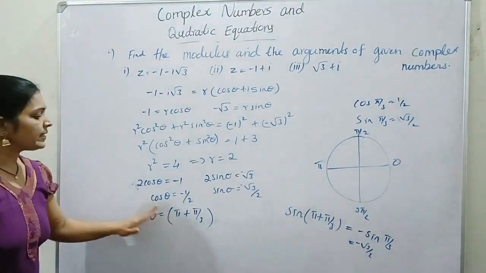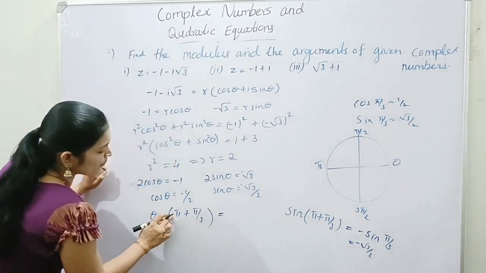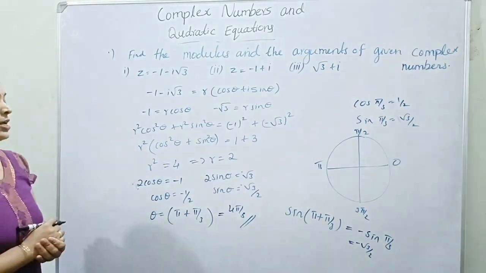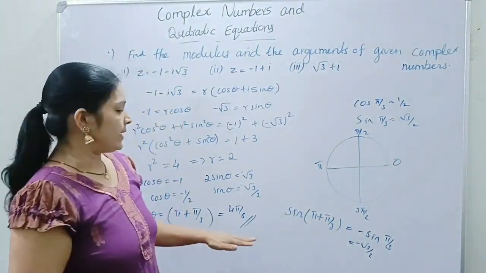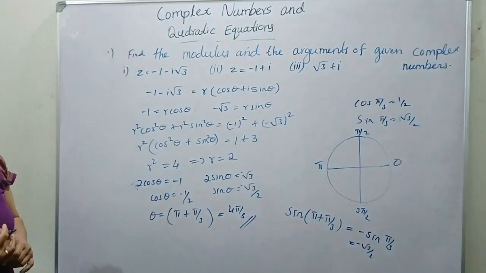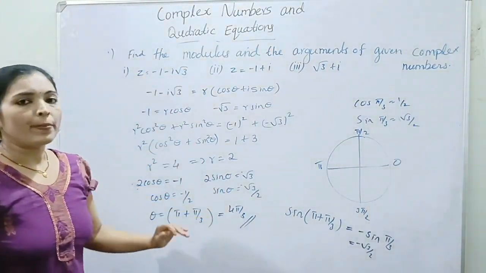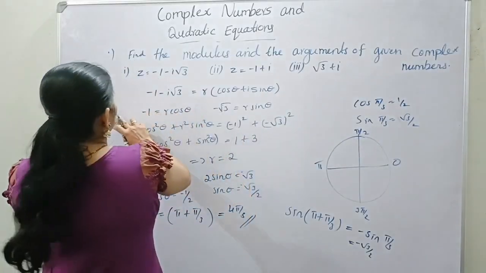So we will get theta is equal to pi plus pi by 3, that is 3 pi plus pi, 4 pi by 3. So the theta value is 4 pi by 3. That is, the argument of the first given complex number is 4 pi by 3. Now let us go to the second one.